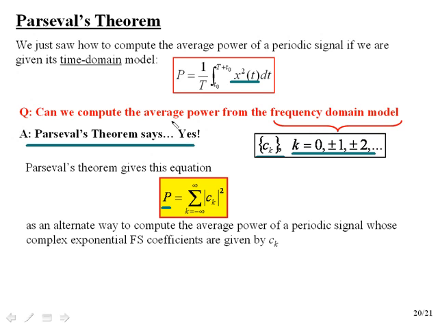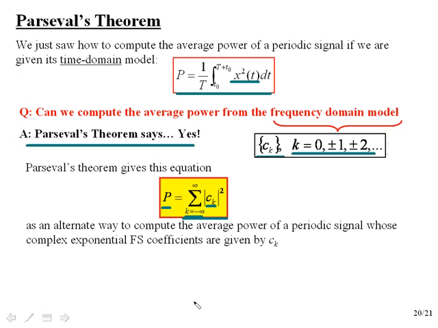So Parseval's theorem says this. This is the average power. We could compute it this way, but Parseval says we can also compute it this way. We take the c sub k's. Remember, they are complex valued coefficients. So we take their magnitude, thinking about them in polar form, square it, and add them all up over all the positive and negative integers. So this is another way to compute the average power.